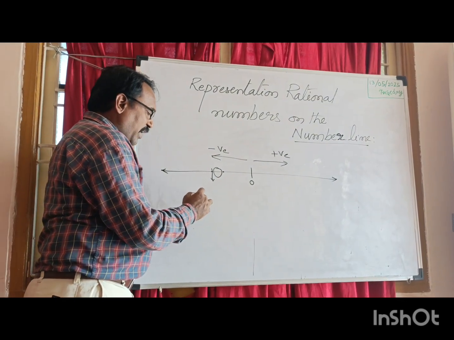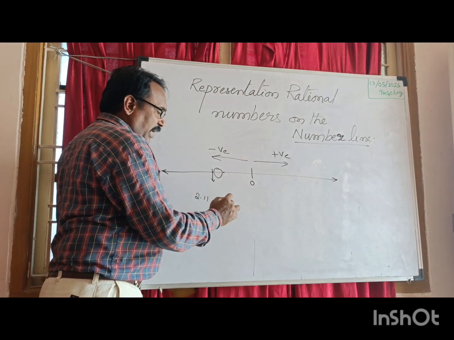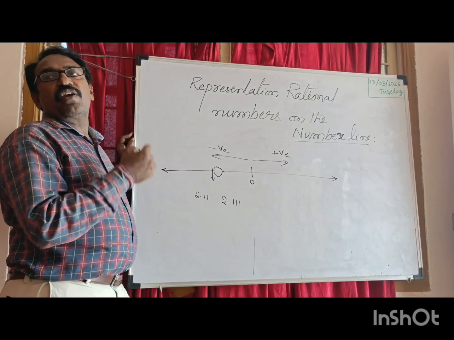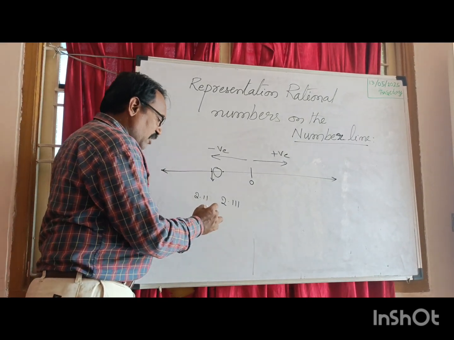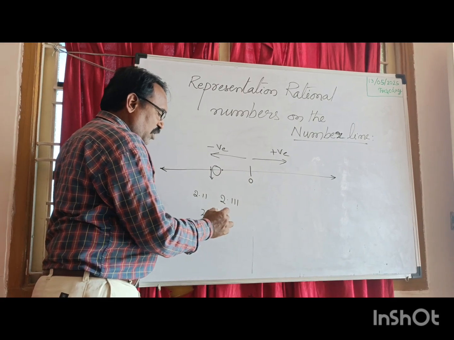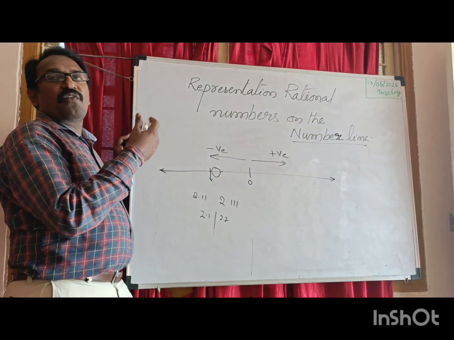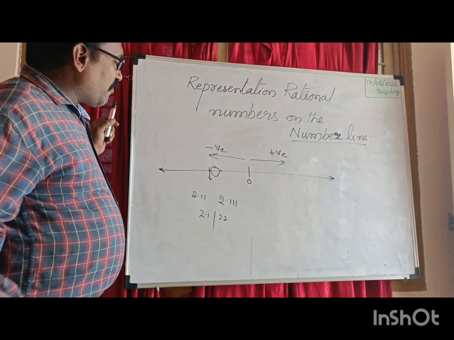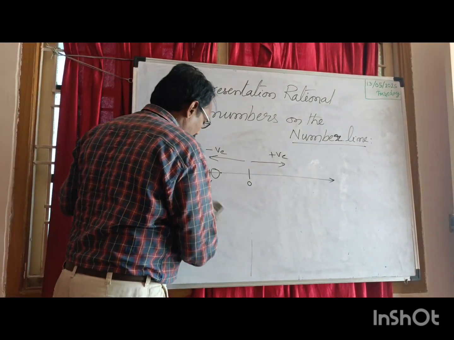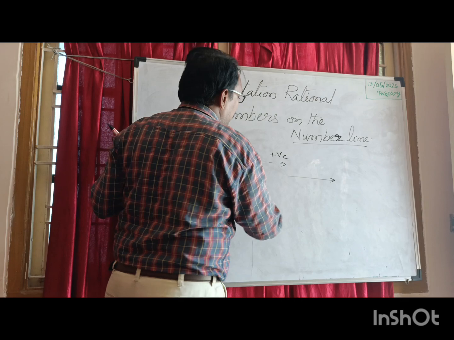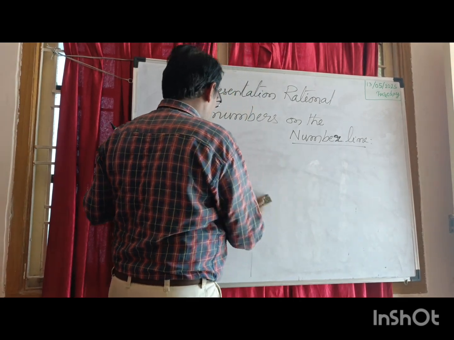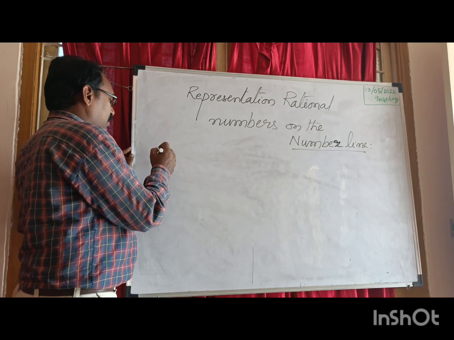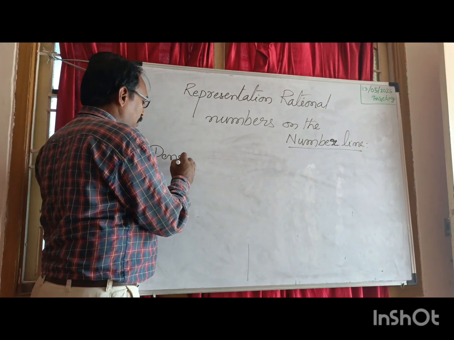You take very near points, like 2.11 and 2.111, still there will be infinite points. Simply understand 2.1 and 2.2: in between these also there will be infinite rational numbers. So rational numbers are very thickly populated. That is called density, the density property of rational numbers.